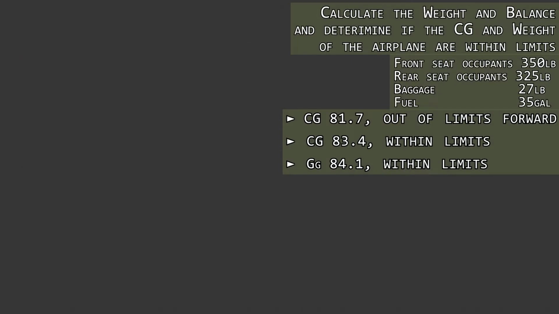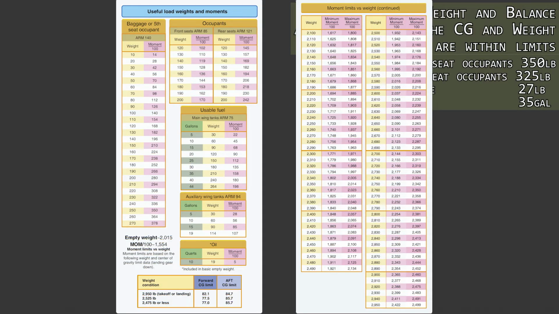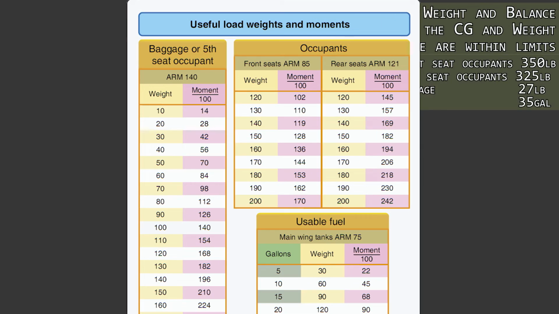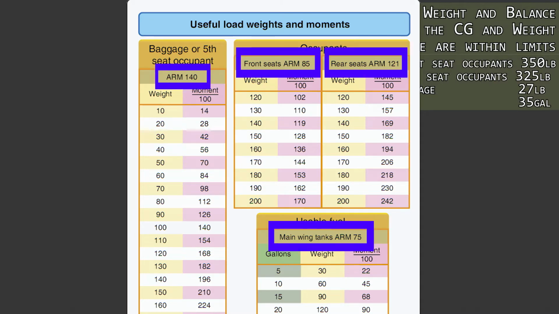Calculate the weight and balance and determine if the center of gravity and the weight of the airplane are within limits. And then you have some numbers there. Let's first look at the figures to see what we're working with, and I'll give you a couple pointers on that. With this specific problem, on each one of the little tables for occupants and fuel and all that, you have the arm listed there as well.